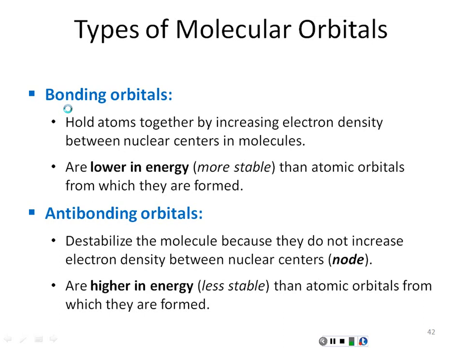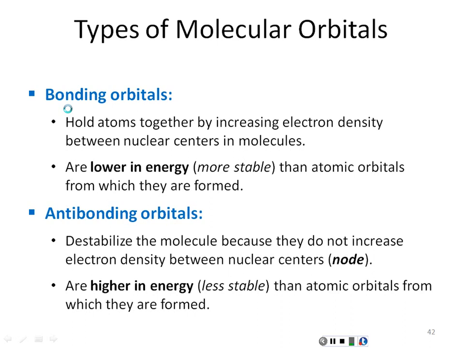There are two main types of molecular orbitals that we're going to be talking about, and that's bonding orbitals and anti-bonding orbitals. A bonding orbital holds atoms together. How? It does this by increasing electron density between nuclear centers. A molecular bonding orbital is lower in energy than the atomic orbitals from which it formed.